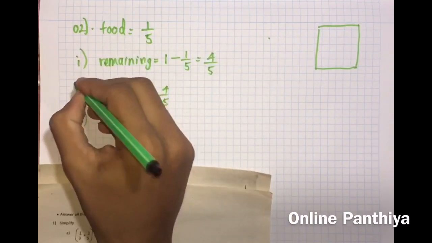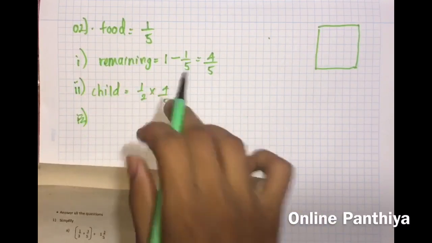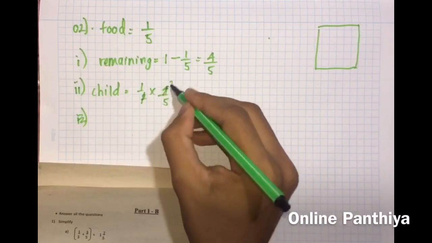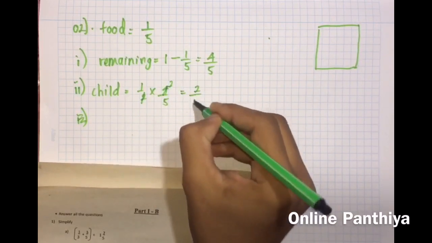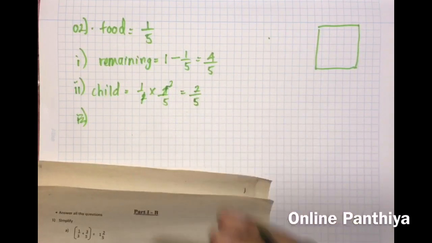Now this part, I did not do it again. So how much? Half of the balance, half of 4/5. So when you solve this, you get 1 here, 2. So the answer you get is 2/5. This is the amount as a fraction that Amal has spent on children's education. I hope that part was clear.